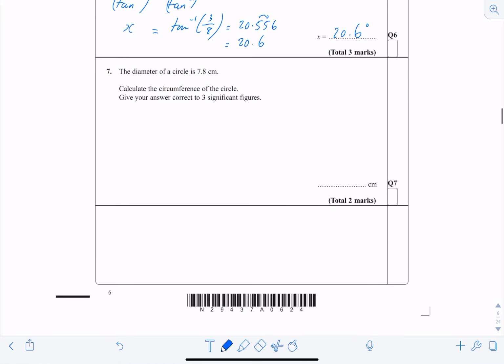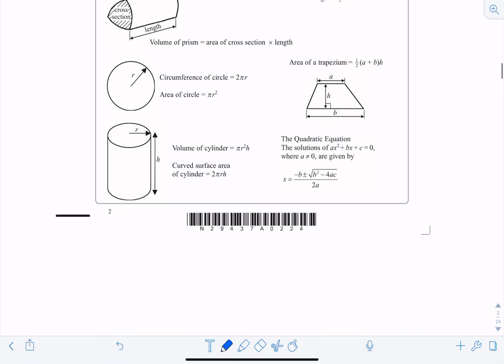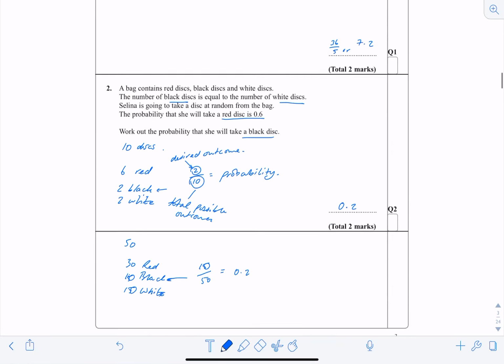Number 7. The diameter of a circle is 7.8 centimeters. Calculate the circumference of the circle. Okay. I can have a look at my formulas at the very beginning. Circumference of a circle is 2 pi r. Area of a circle is pi r squared. Okay.